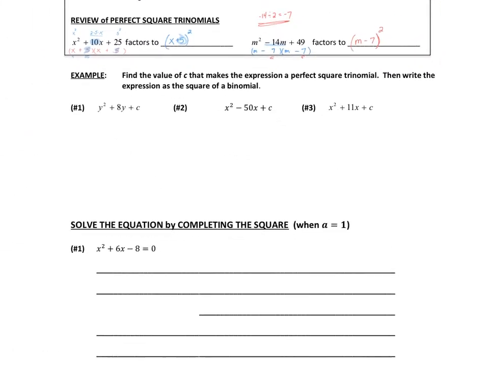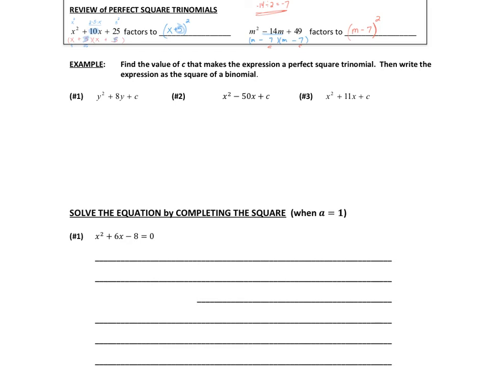Now if we go to the next section, it says find the value of c that makes the expression a perfect square trinomial. Then write the expression as a square of a binomial. Okay, so there's 2 steps for this. First step is middle term divide by 2. The second step is square what you get.